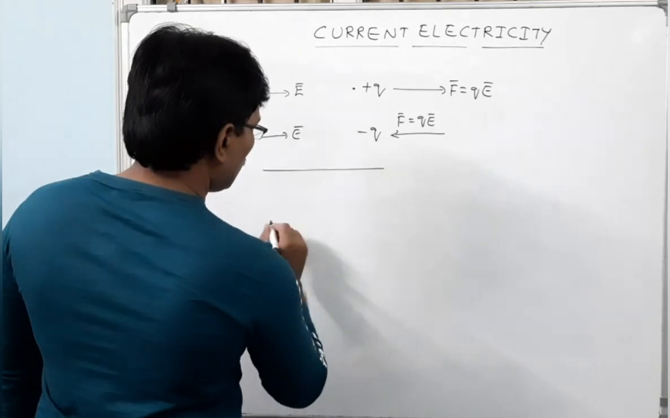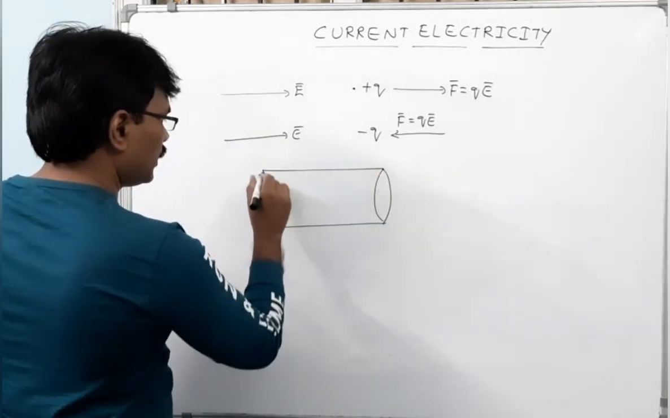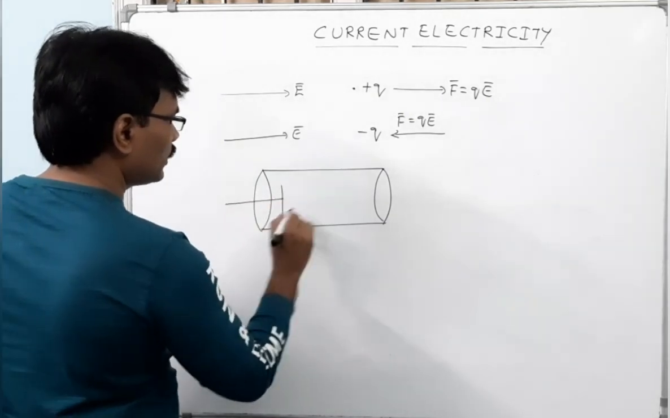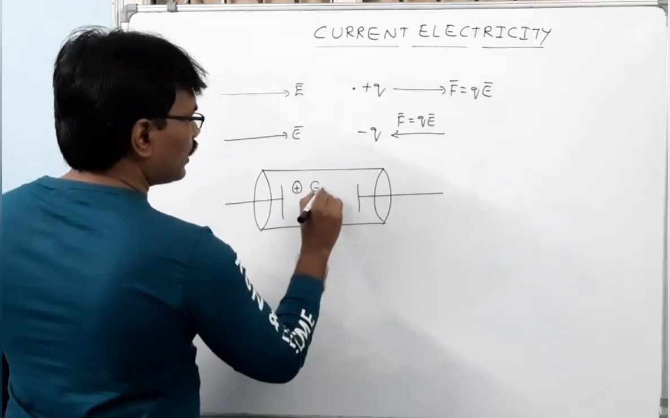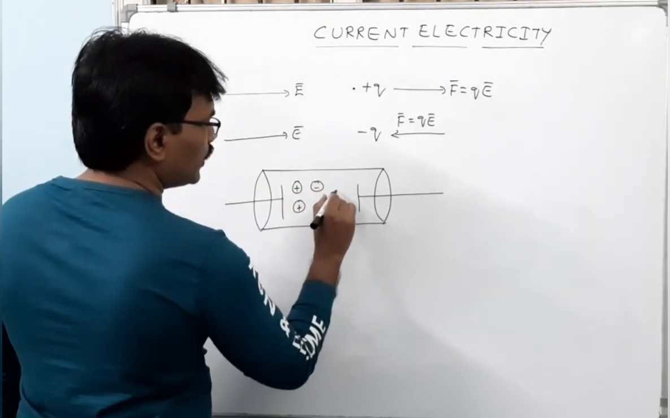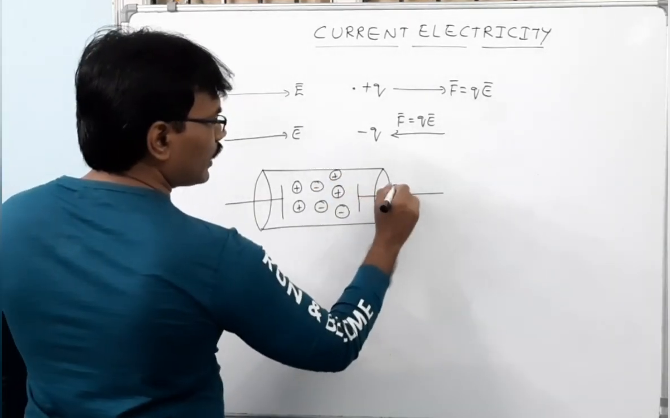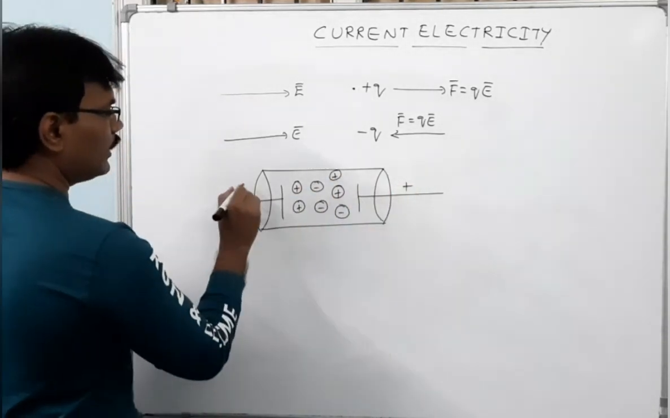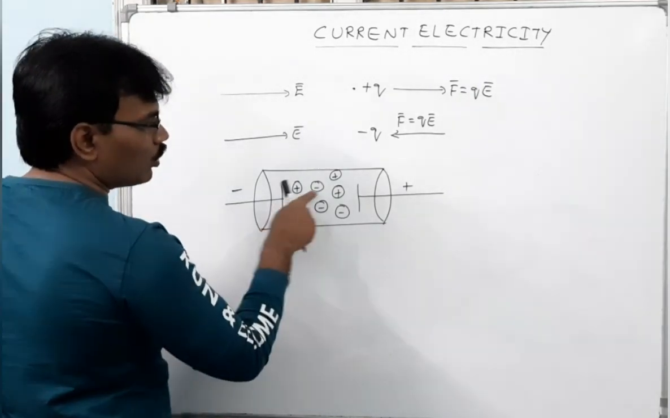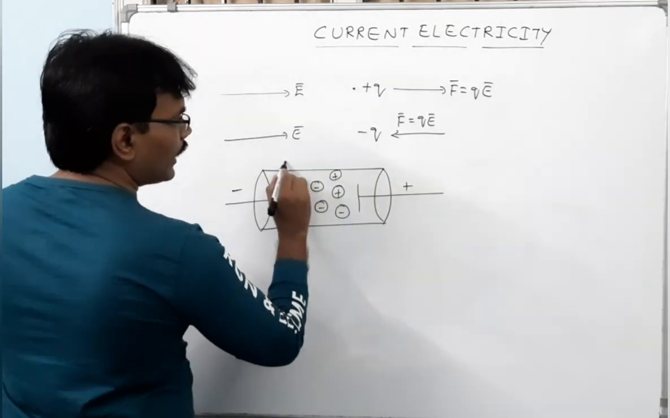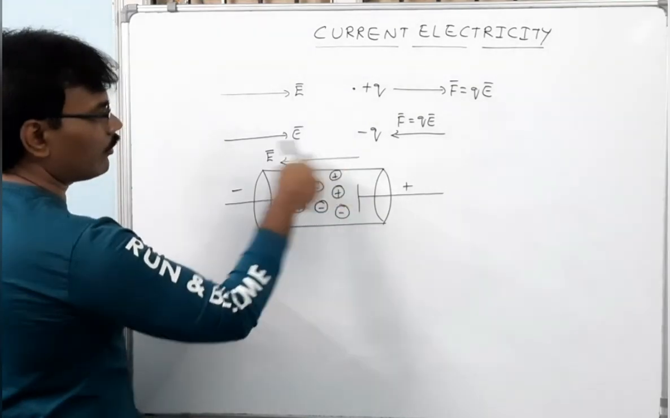Say for example, here I have a discharge tube having positive and negative electrodes. Suppose both positive charges and negative charges are there in this discharge tube. Here we are maintaining this end at a higher potential, and here a lower potential terminal. What is the direction of the electric field here? The direction of the electric field is this one. So from the positive terminal to the negative terminal, the electric field will be developed.